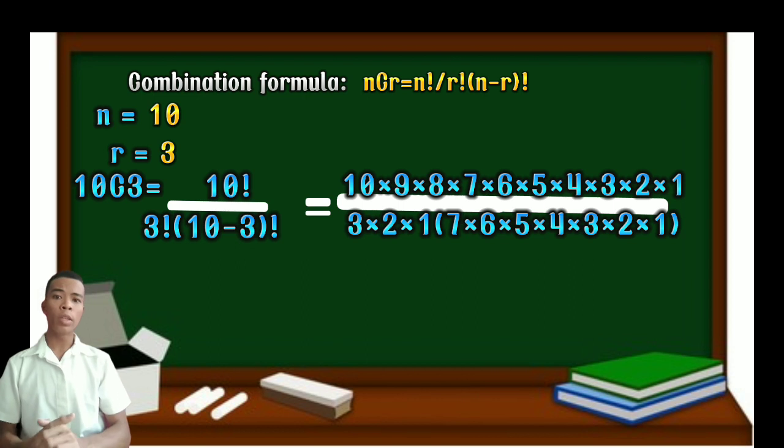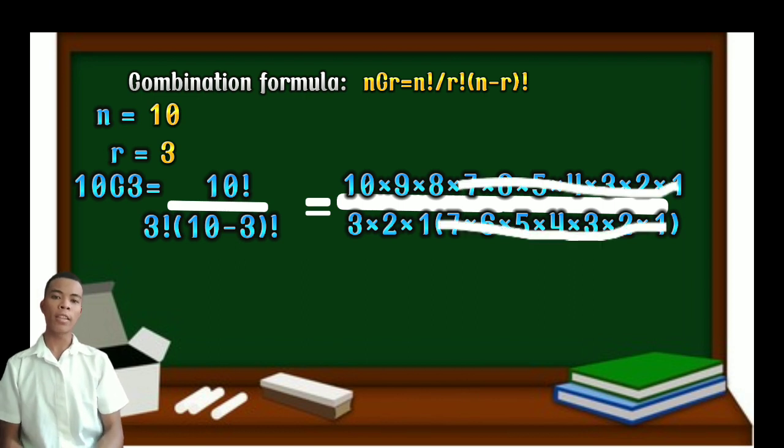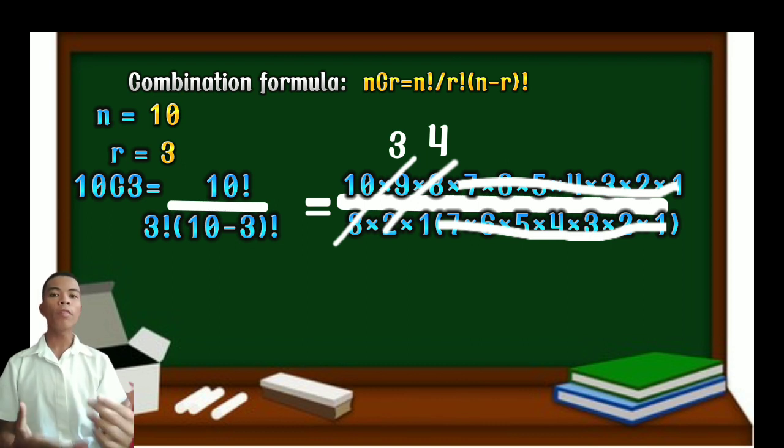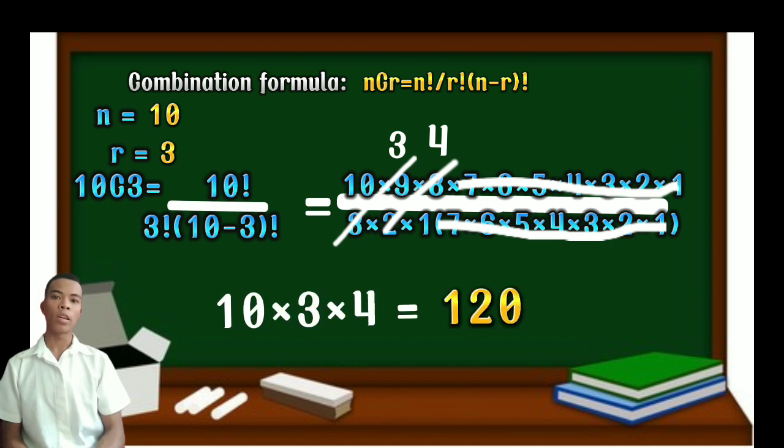Next, we will do the cancellation. We can cancel the 7 factorial in the denominator with the 7 times 6 times 5 times 4 times 3 times 2 times 1 in the numerator. Also, the 3 in the denominator with the 9 in the numerator, since 9 is divisible by 3. Also, the 2 in the denominator with the 8 in the numerator, since 8 is also divisible by 2. So the remaining values would be 10 times 3 times 4, which equals 120. Therefore, there are 120 ways Earl can go to Bicol.